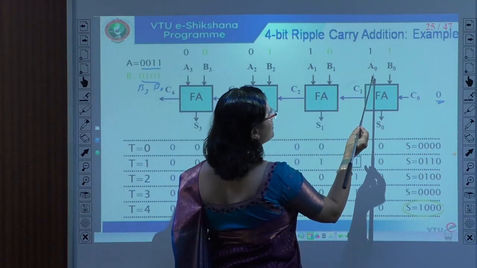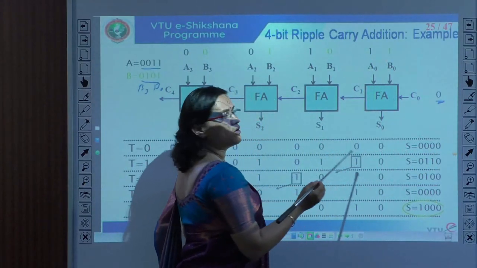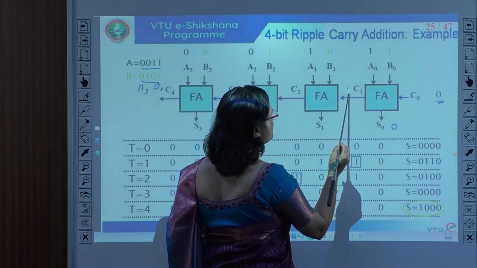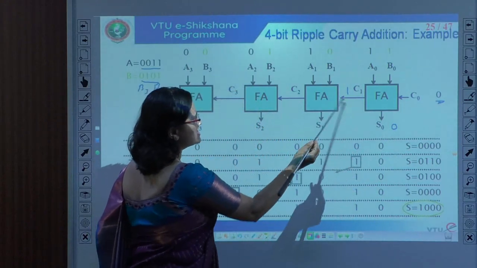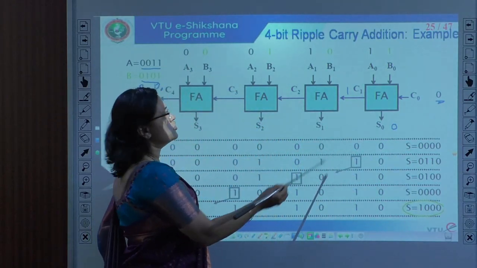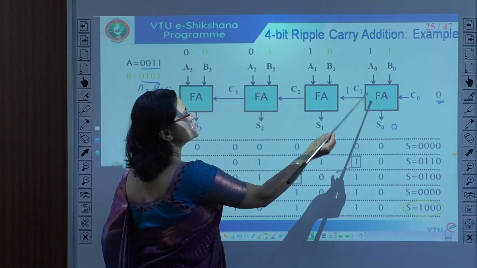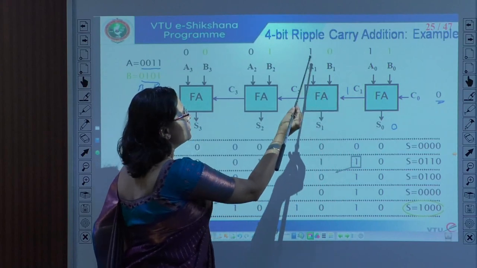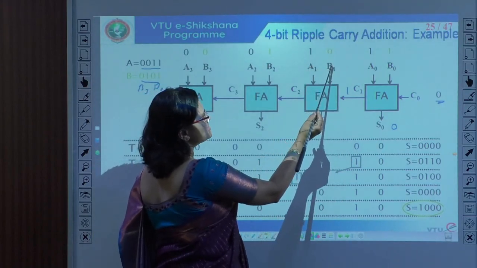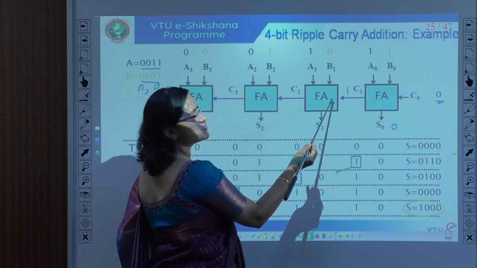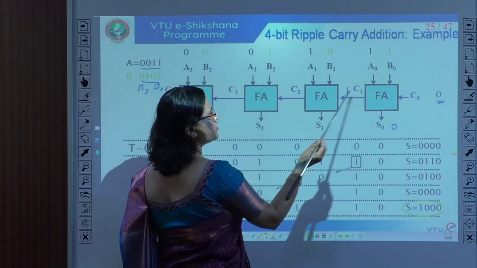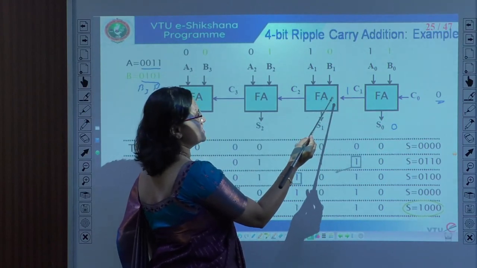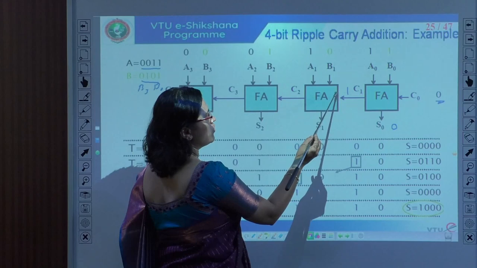If you now add A naught plus B naught, what happens? Your sum will be 0 and the carry will be 1. You can see in this diagram this carry is propagated over here. So this carry out is serving as an input to the next stage. Now your A1 is 1, B1 is 0, and your C in is 1, that is C i plus 1, the next stage.